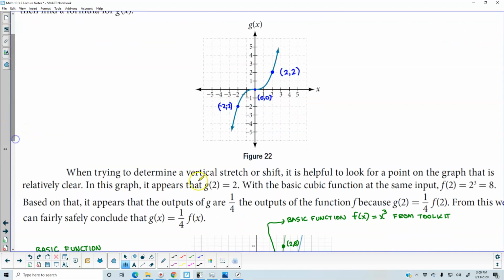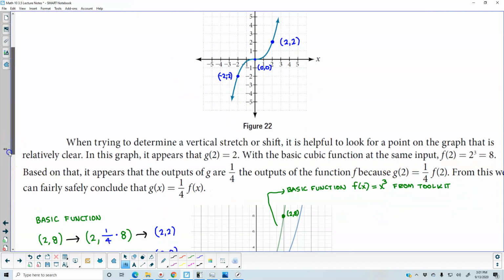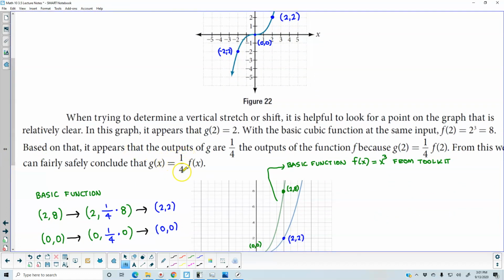Now, when trying to determine a vertical stretch or shift, it is helpful to look for a point on the graph that is relatively clear, like we just talked about. In this graph, it appears that g of 2 is equal to 2. With the basic cubic function at the same input, f of 2 is going to equal 2 cubed, which is equal to 8. Based on that, it appears that the outputs of g are 1/4 the outputs of the function f, because g of 2 would equal 1/4 of f of 2. So from this, we can fairly safely conclude that g of x is equal to 1/4 f of x.